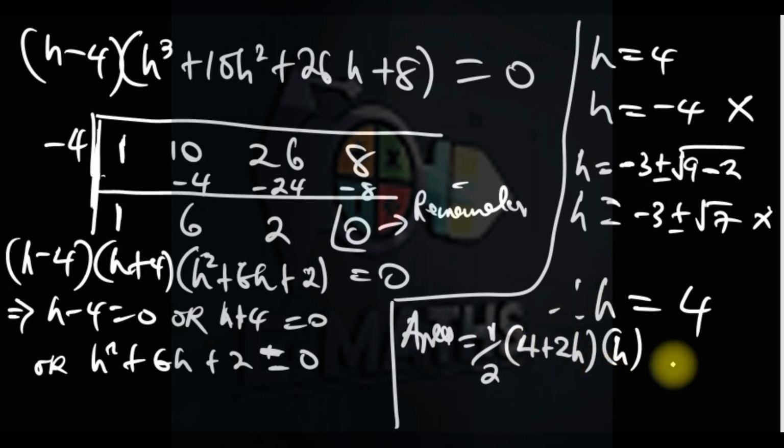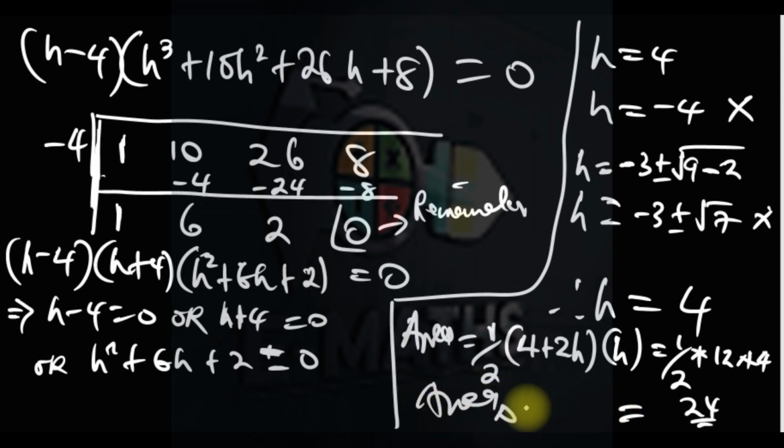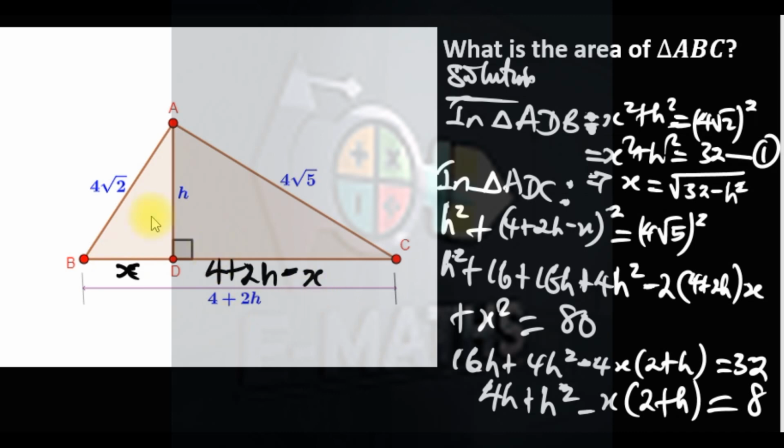And now we've gotten h as 4, so I have half times 12 times 4. So the answer is 24. So the area of this triangle ABC is 24. So it's a very tricky question. So thank you.